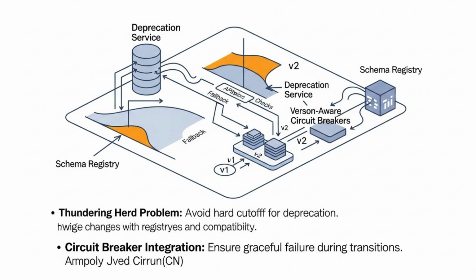Finally, version transitions create unique failure modes, so circuit breaker integration is crucial. Google Cloud integrates version-aware circuit breakers that fail gracefully between API versions. If v2 starts failing, the system can intelligently fall back to v1, preventing a full outage. These proactive measures are essential for robust API evolution.